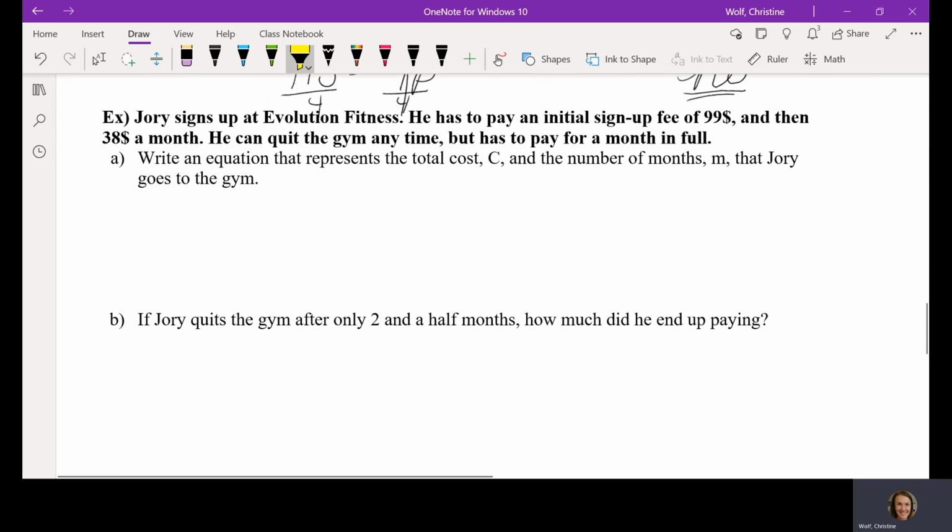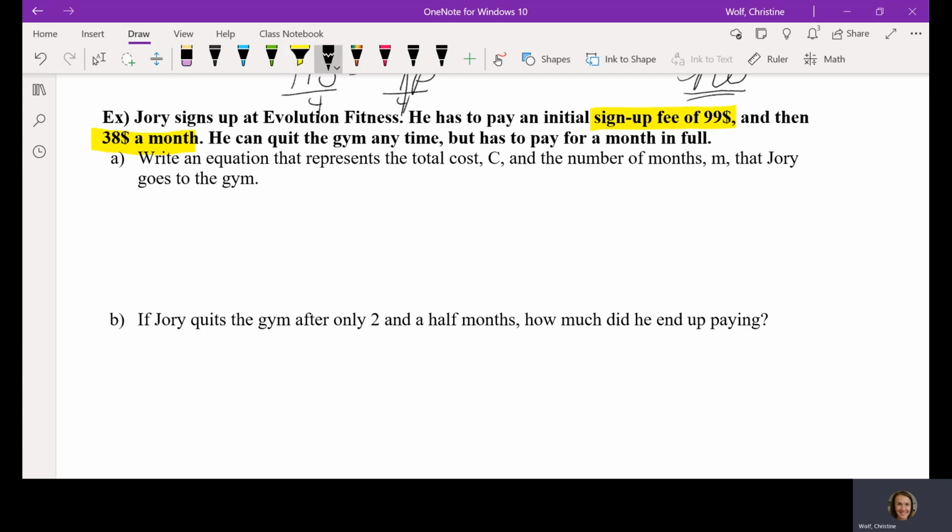All right. Jory signs up at Evolution Fitness, so a gym. He has to pay an initial sign-up fee of $99. So when he signs up for the gym, just a one-time fee of $99, but then he also has to pay $38 a month. He can quit the gym at any time, but he has to pay a month in full. So for example, if he quits halfway through a month, he still has to pay for that full month. So always paid in full months.